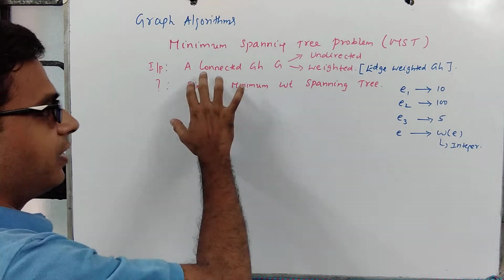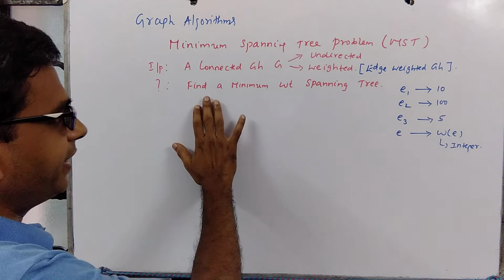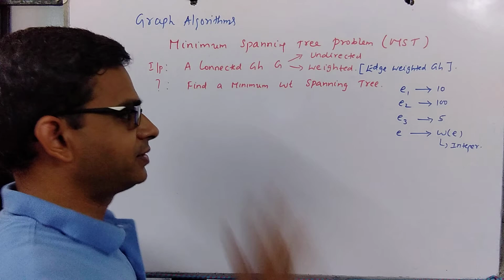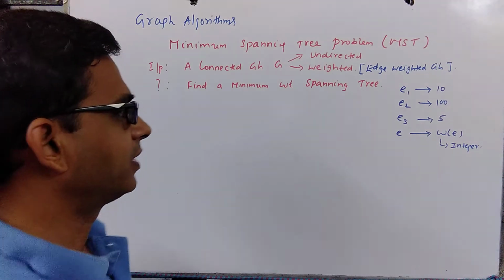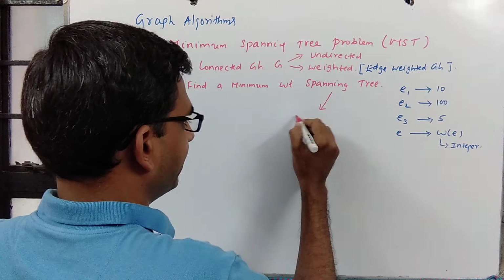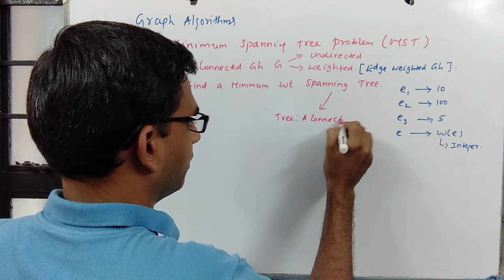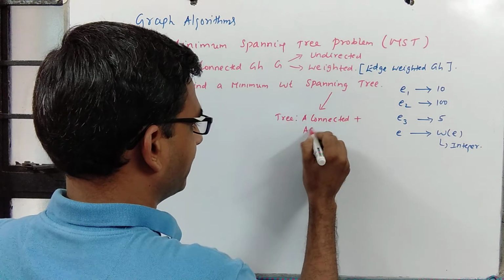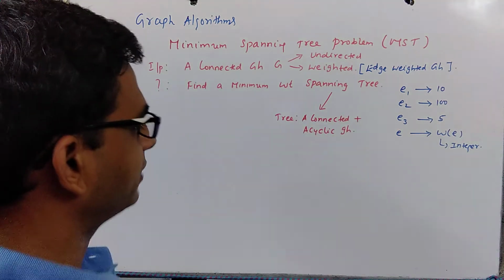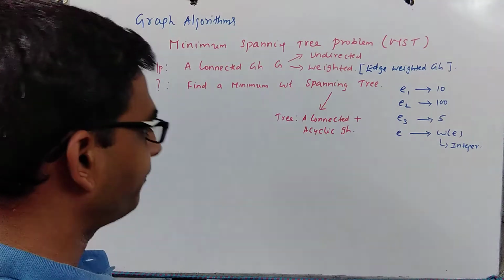So we are given an edge weighted undirected graph and we wish to find a spanning tree of least weight. That's our objective. What is a spanning tree? What is a tree? A tree is a connected plus an acyclic subgraph of G, or an acyclic graph. It is a connected and an acyclic graph.